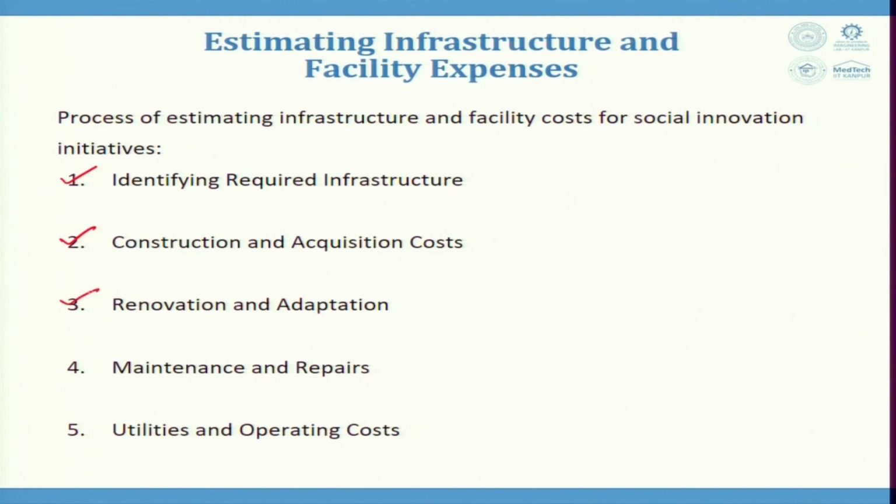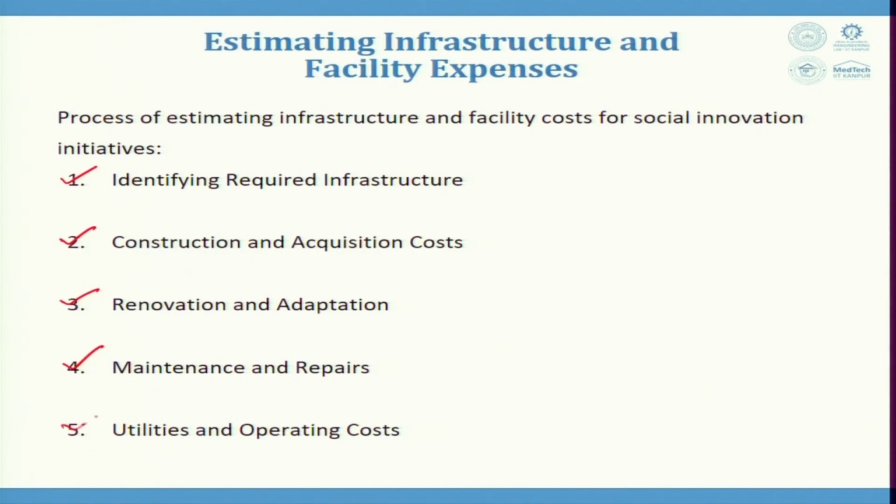Then renovation and adaptation. If we have taken an existing facility, then renovation of this facility to the structure that we require, or adaptation of this facility to our own specific requirements, is always a cost that is included. Maintenance and repair, that is ongoing maintenance expenses. If we have hired a facility or are using an existing facility, maintenance and repairs of that facility play an important role. These are part of the costing or the expenses.